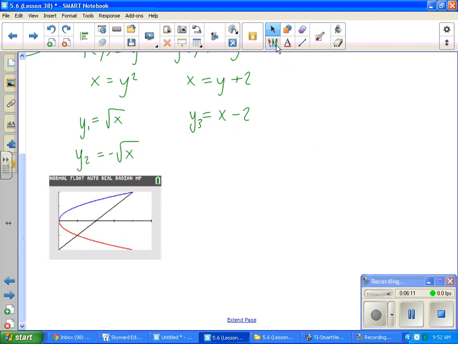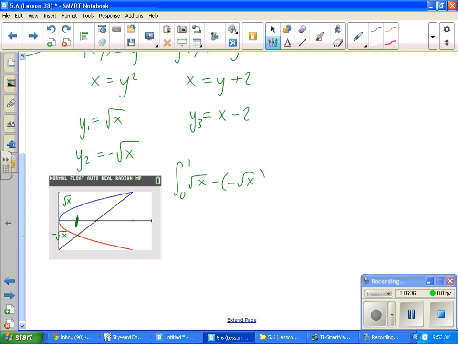All right, if I'm trying to find this area in here, I can do the top curve and subtract the bottom curve, right? And if I'm going from 0 to 1, just from here to here, isn't the top curve this square root of x? And what's the bottom curve? Negative square root of x. So if I went from 0 to 1, I would do the top curve and subtract the bottom curve, which gives me what?